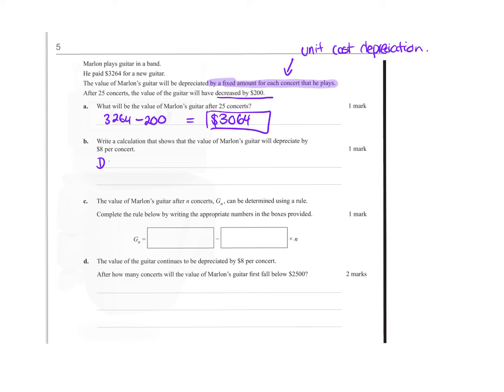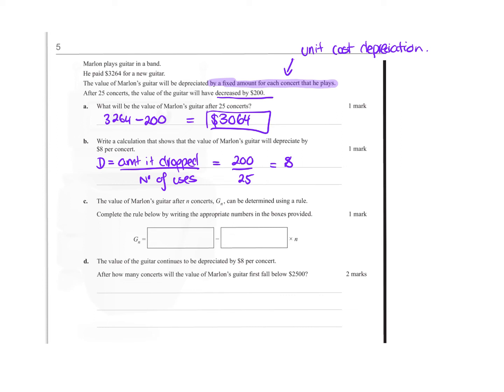Okay, write a calculation that shows the value of Marlon's guitar will depreciate by $8 per concert. So if you remember, this is the D value. So the amount it dropped divided by the number of uses. So in this case, it had dropped by 200, over 25 concerts, and equals 8.